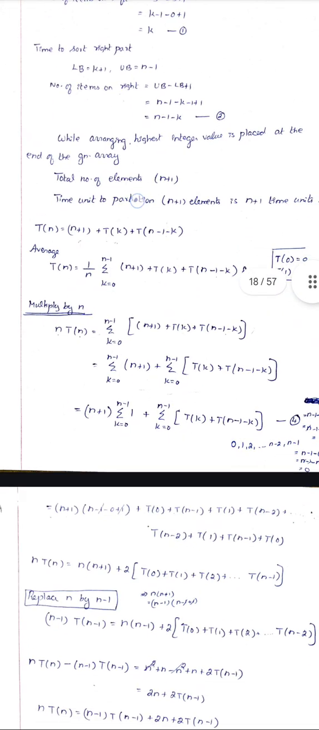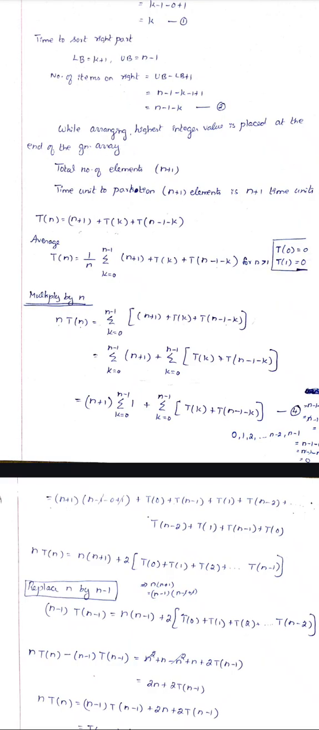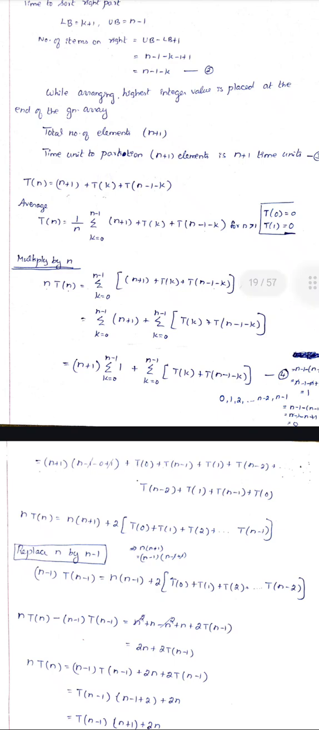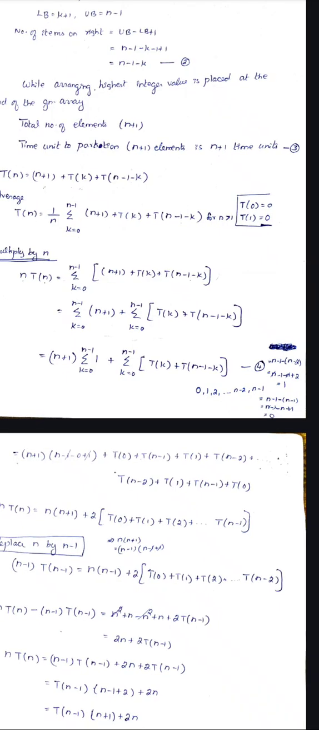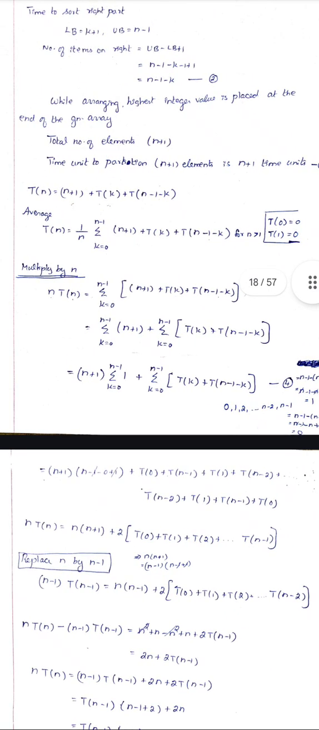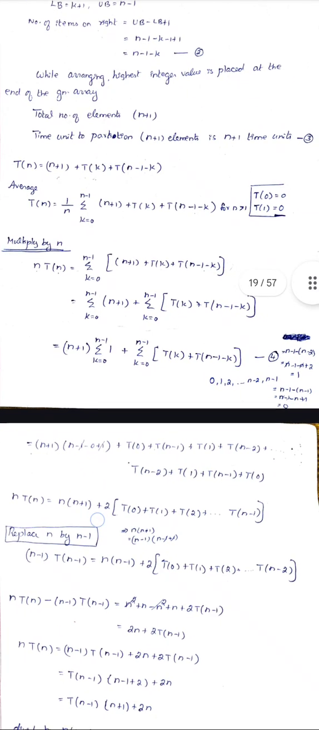While arranging, the highest integer value is placed at the end of the given array, total number of elements n plus 1. Time units to partition the n plus 1 elements is n plus 1 time units. T of n equals n plus 1 plus T of k plus T of n minus 1 minus k. N plus 1 times the total number of elements. So the average case is 1 by n summation of 0 to n minus 1 of n plus 1 plus T of k plus T of n minus 1 minus k, for n greater than or equal to 1.